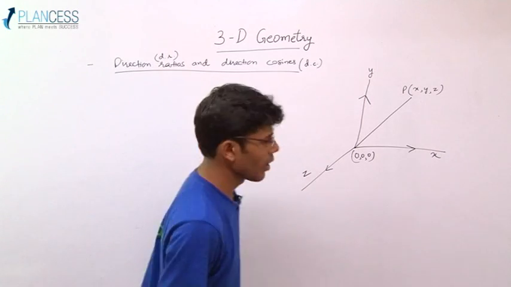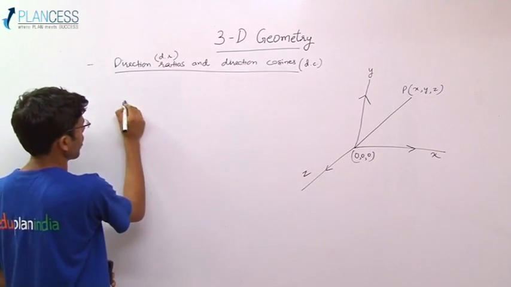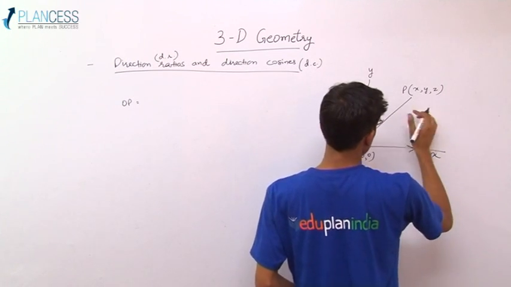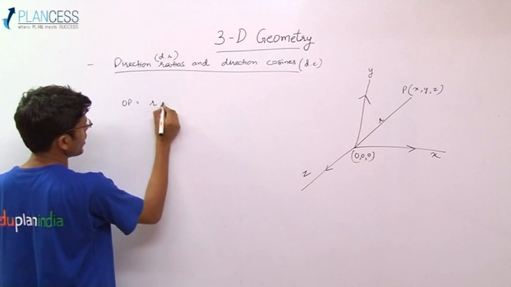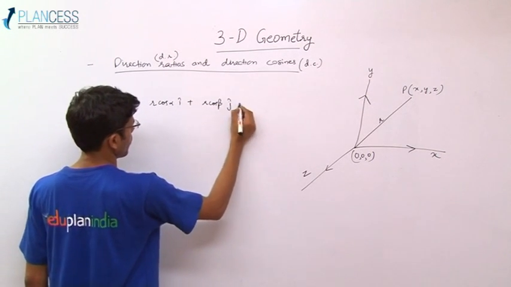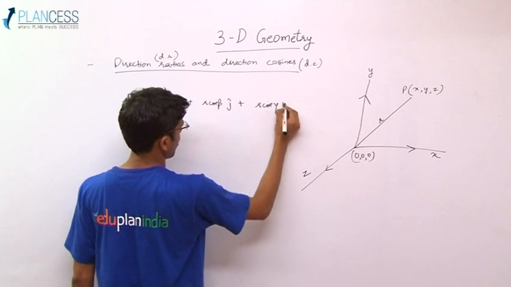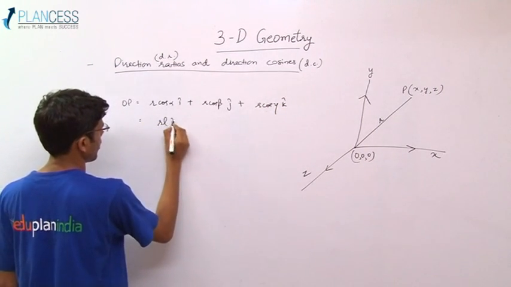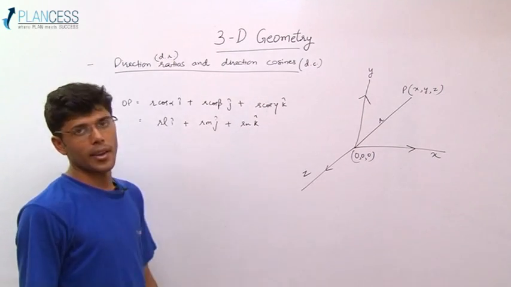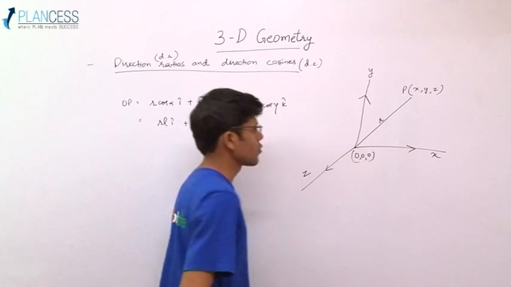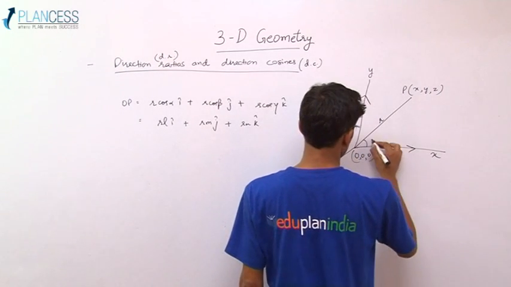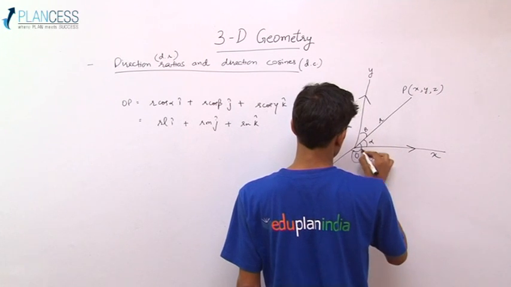Then this line OP can also be written as, say this is R. So we usually write OP as R cos alpha i cap plus R cos beta j cap plus R cos gamma k cap, that is Rl i cap plus Rm j cap plus Rn k cap, where l, m, n are the direction cosines of this line, that is the line joining the origin and the point P. Okay, so this is about direction cosines. This is alpha, this is beta, and this is gamma.